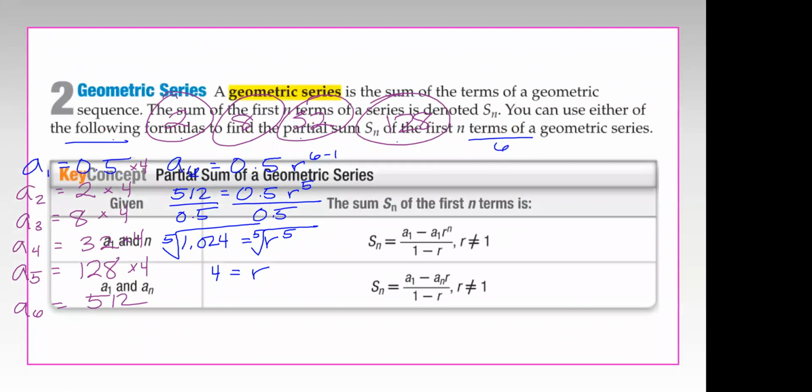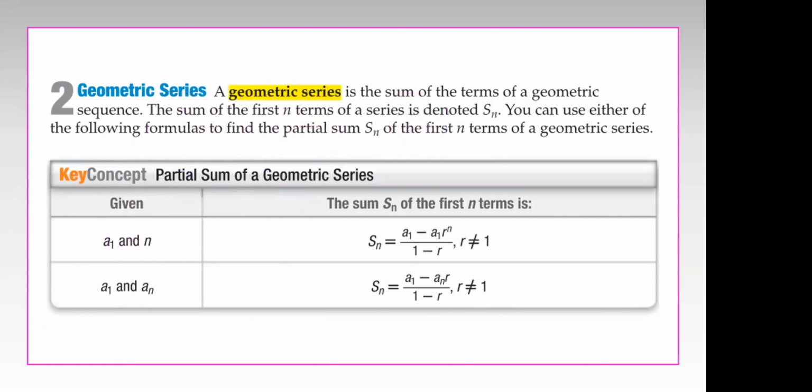All right, then next section, or same section, talks about geometric series, and that is the sum of the terms of a geometric sequence. So the sum of the first n terms of a series is denoted by S sub n, and you can use either of the following formulas to find a partial sum S sub n of the first n terms of a geometric series.